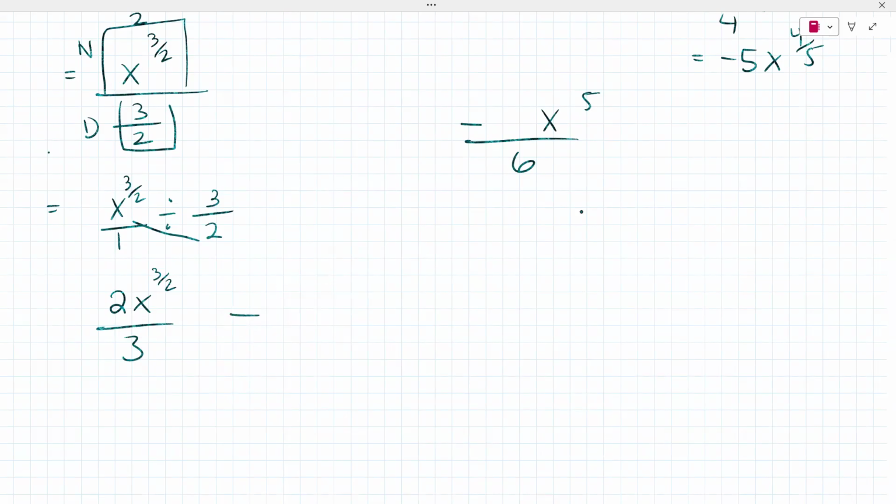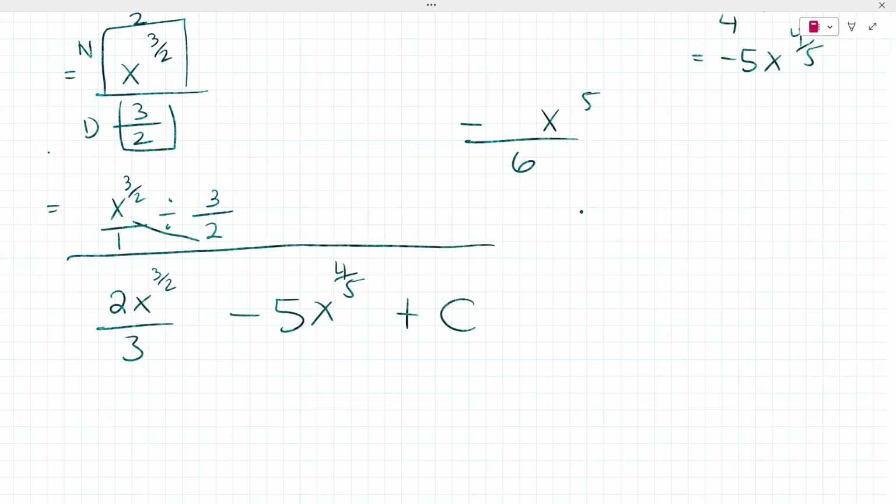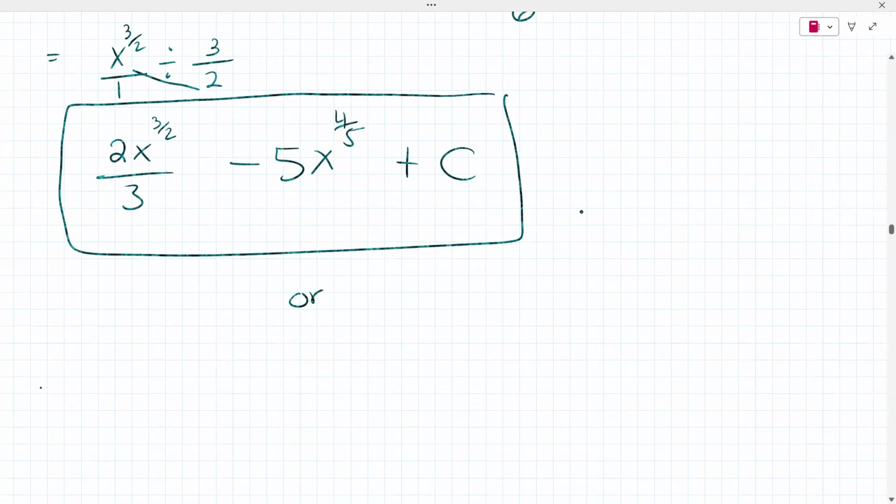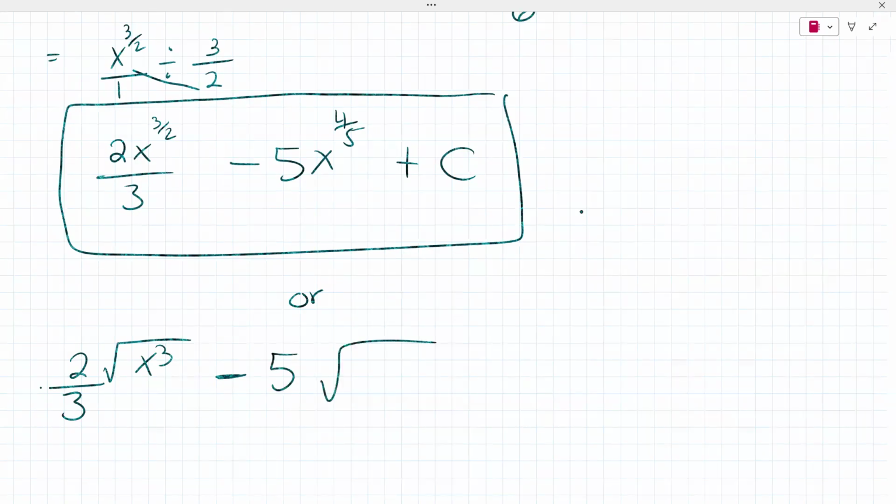This is going to be negative 5x to the 4/5. And then don't forget the plus c because we have no boundaries. Now, sometimes you can simplify this. We have it in power form, so we can write this in radical form. So 2/3 x to the 3/2 is the same thing as 2/3 the square root of x cubed, minus 5x to the 4/5. That's the same thing as negative 5 times the 5th root of x to the 4th. And then don't forget the plus c.